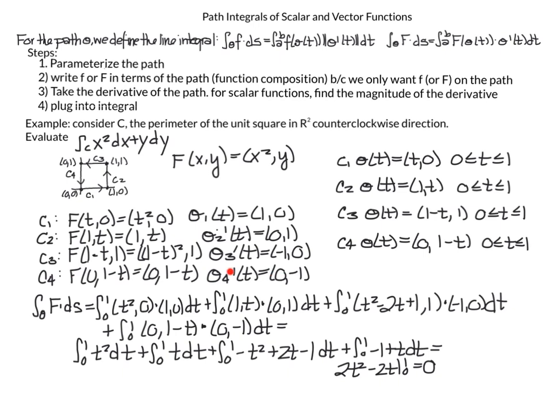And then my last C4, my f composed of sigma dotted with my derivative. And then the rest is calculation, algebra, and then I get that equal to 0, and taking the antiderivative, of course, the integral, and I get 0.